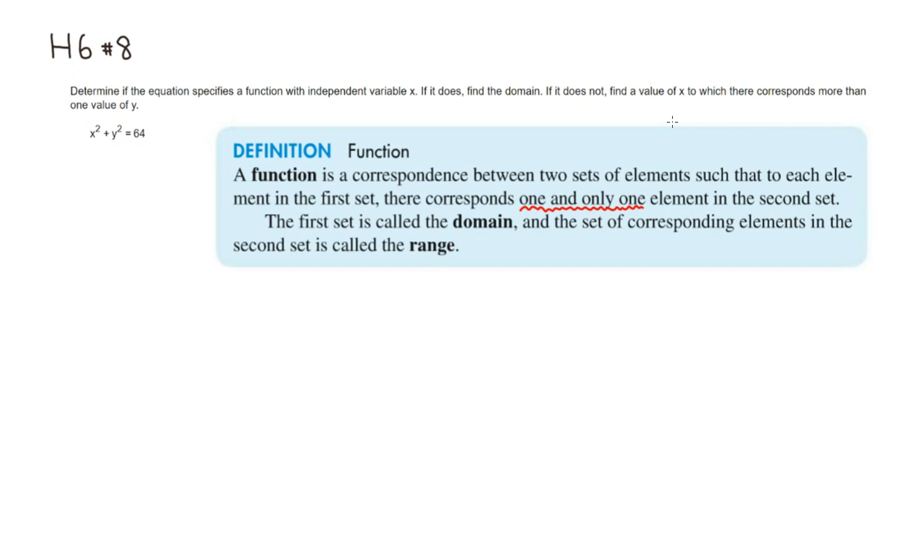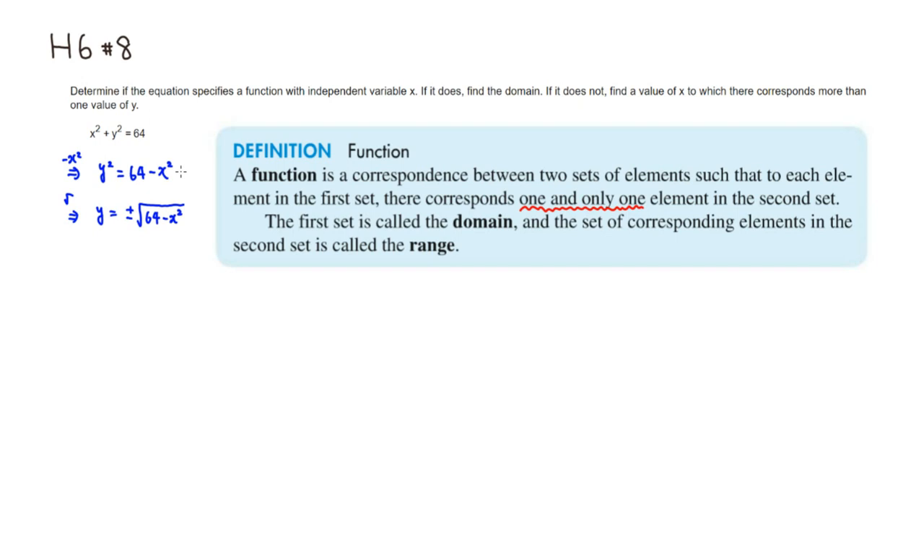So let's look at this equation. I'm going to solve this equation for y. Subtract x squared, so we have y squared is equal to 64 minus x squared. Then I'm going to isolate y, so I take the square root. So y is going to be, whenever you take the square root, consider the positive version and the negative version, square root of 64 minus x squared.